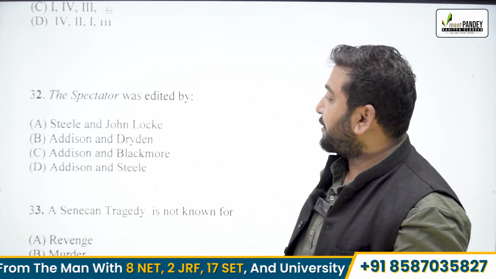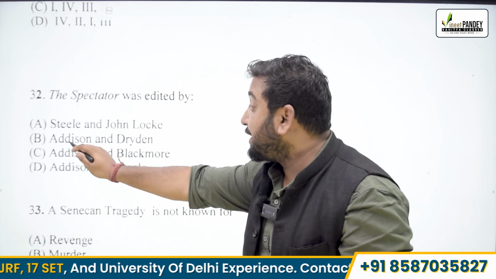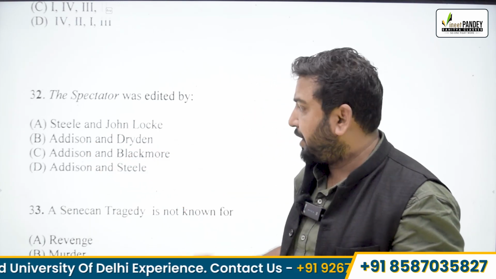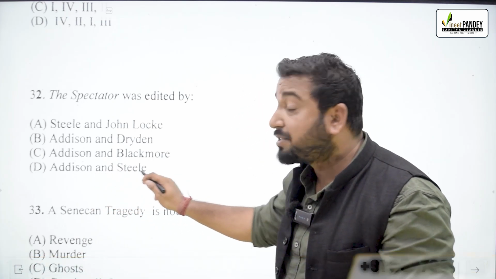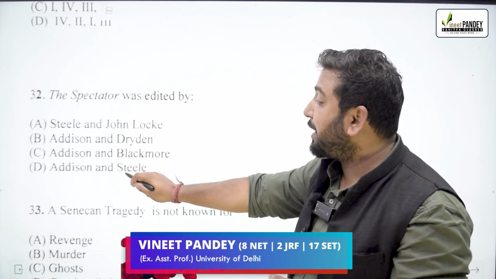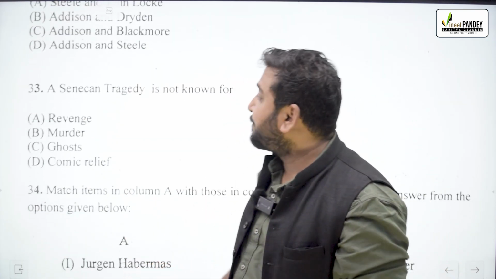Who edited Spectator? Steele and John Locke? No, John Locke was not there. Addison was there, but Dryden was not there. Addison and Blackmore? No. But then the best friends, Addison and Steele, they are there. So right pair is Addison and Steele. If you know Spectator, read Spectator Club.